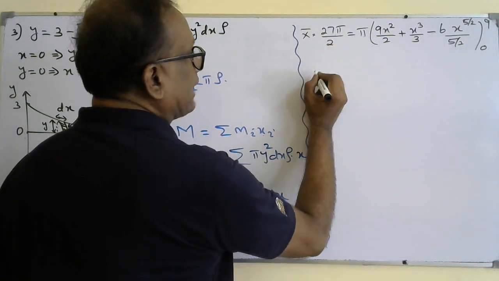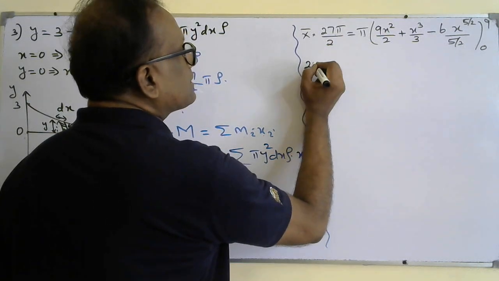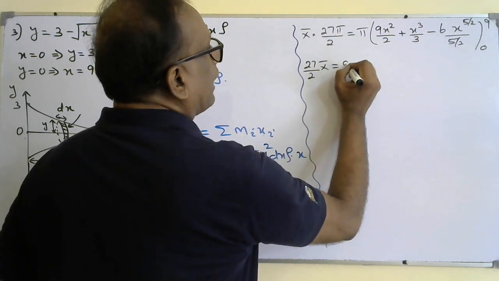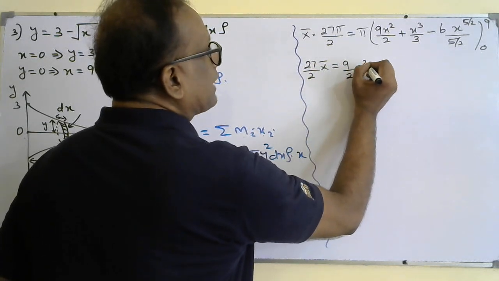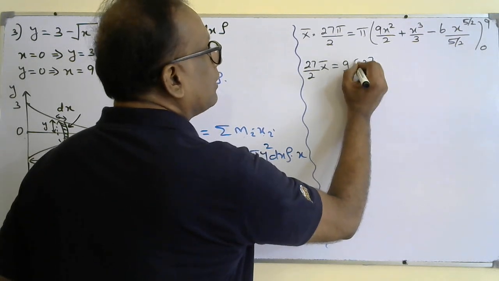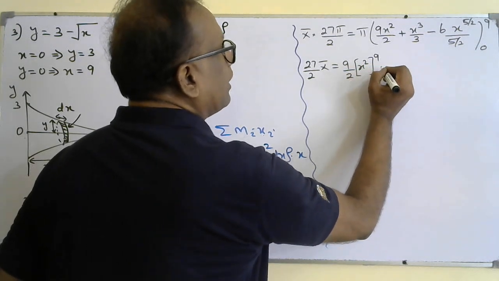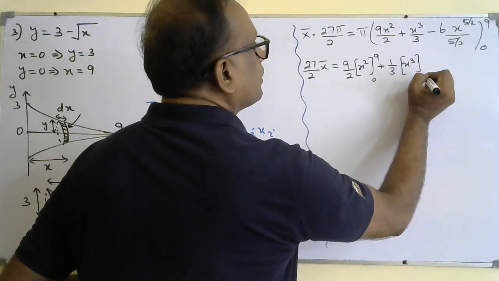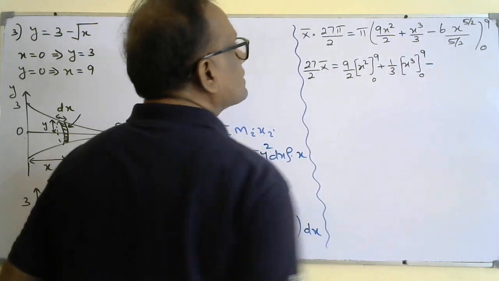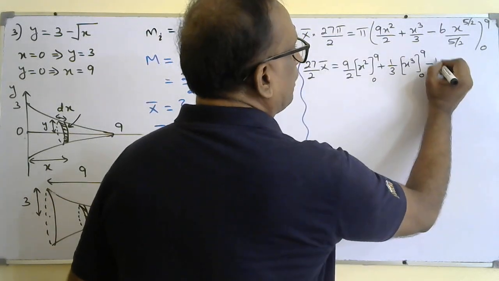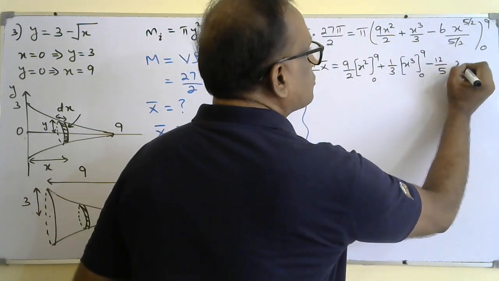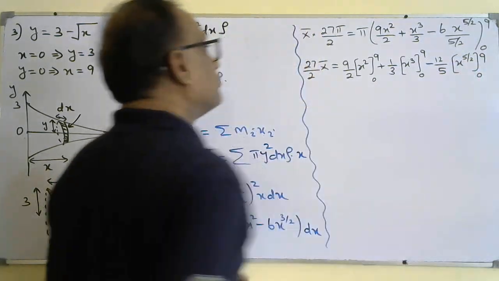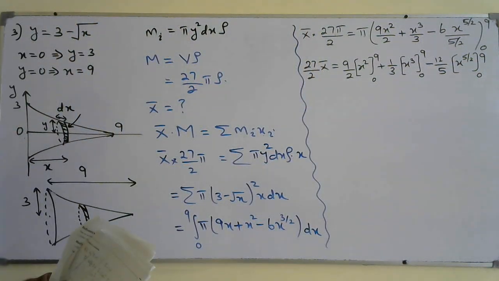So pi and pi get cancelled. So that is 27 by 2 x bar is equal to, you can do separate if you have confusion, x squared, the limits from 0 to 9, plus 1/3 x cube, 0 to 9, minus 12 by 5, 2 goes up, 12 by 5, x to the power 5 by 2, 0 to 9. Okay, now you can solve that. It's simple.